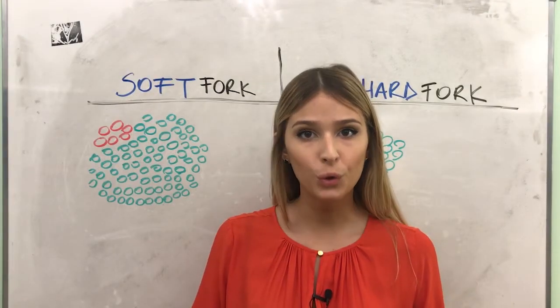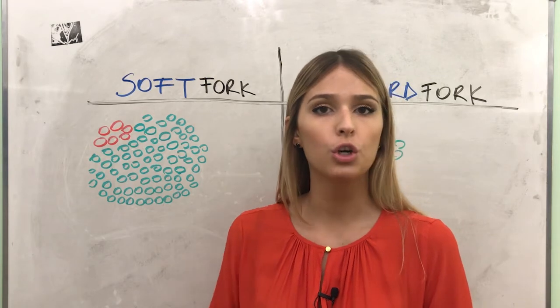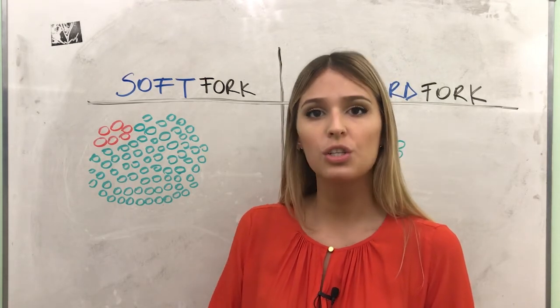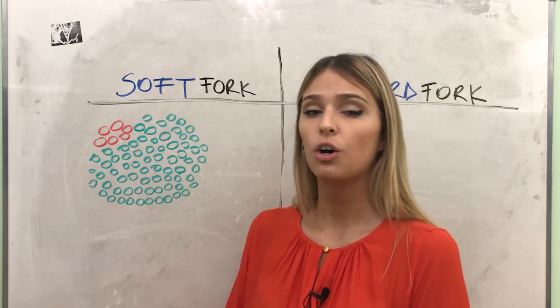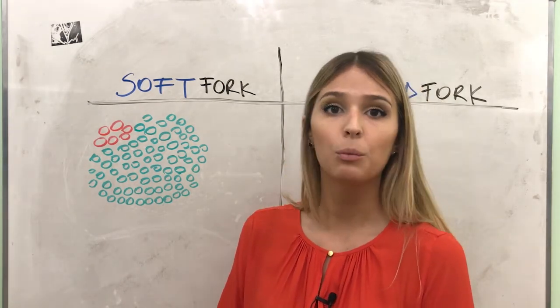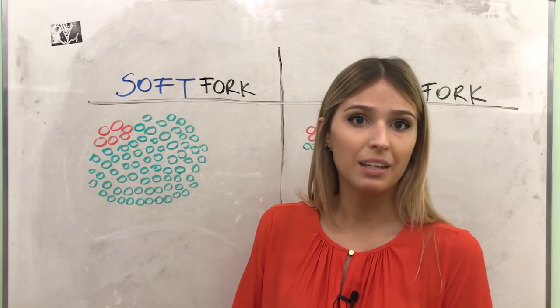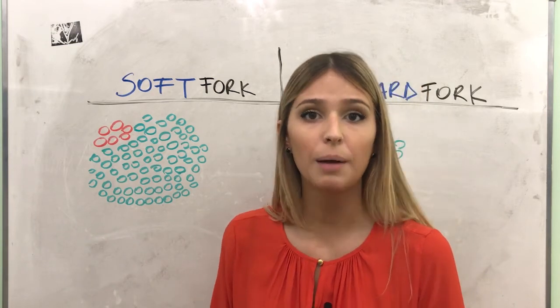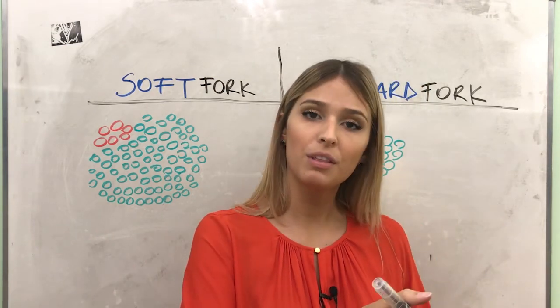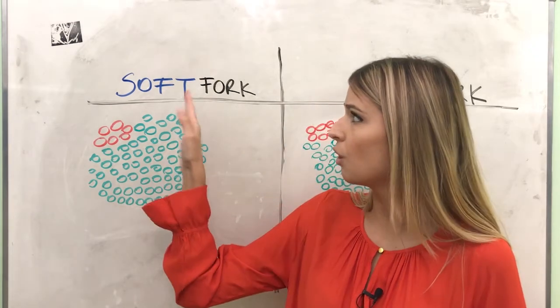Forks occur when part of the network decides to change the rules or to add new features to the software that they use to decide whether a transaction is valid or not. And when this happens, part of the network is going to agree with that and upgrade to the new version of the software, and the other part of the network is not going to do so. Okay, so what is a soft fork?